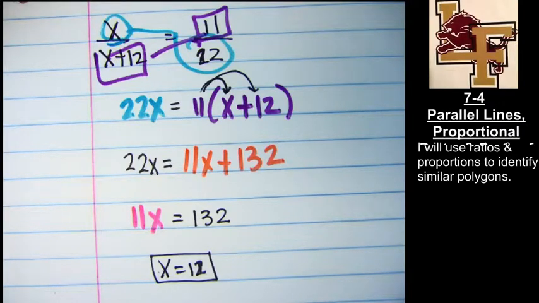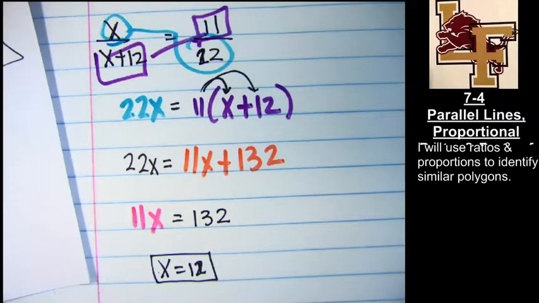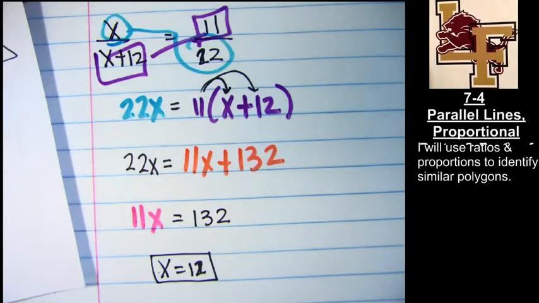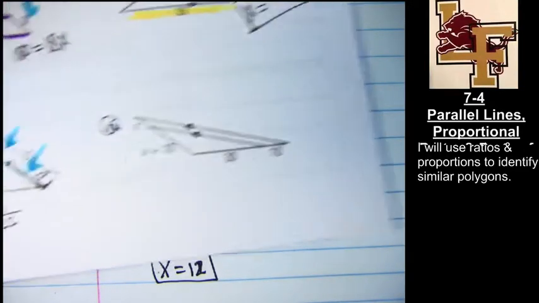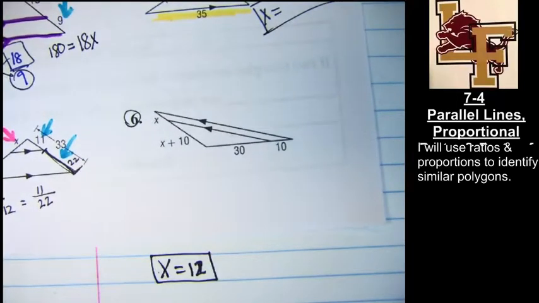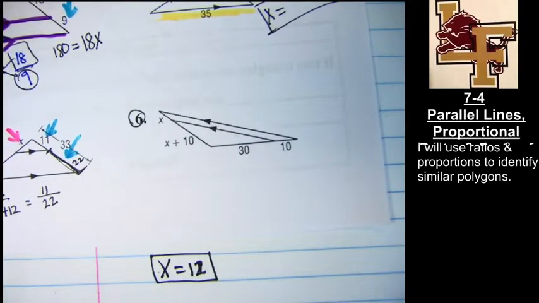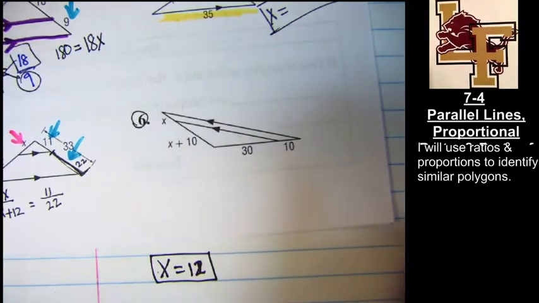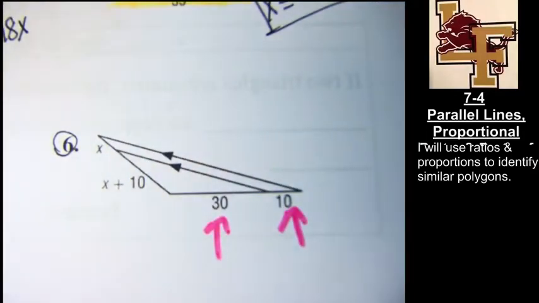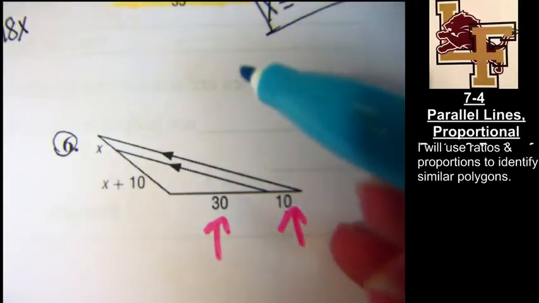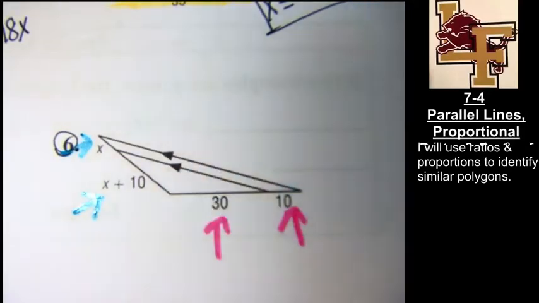All right. I was also asked for number 6. So I'm going to switch back to our paper here so that we can look at number 6. There's number 6. It's the same setup as we just had, isn't it? So then, which fraction could I write? I could write 10 over 30, which reduces to 1/3, equals x over x plus 10.